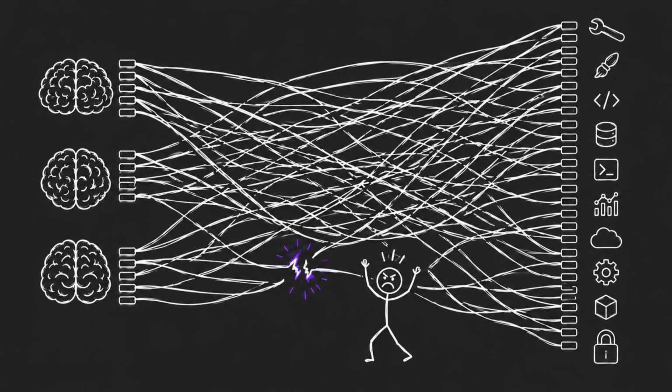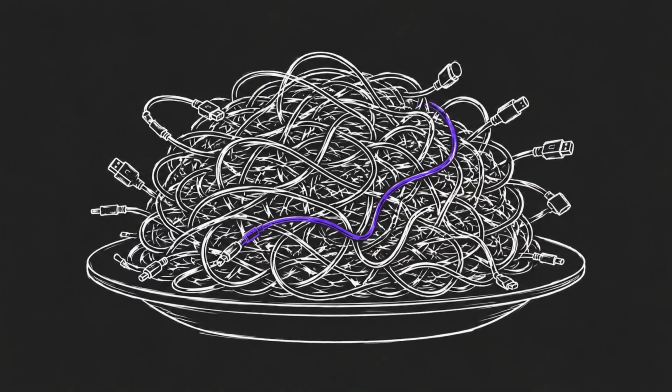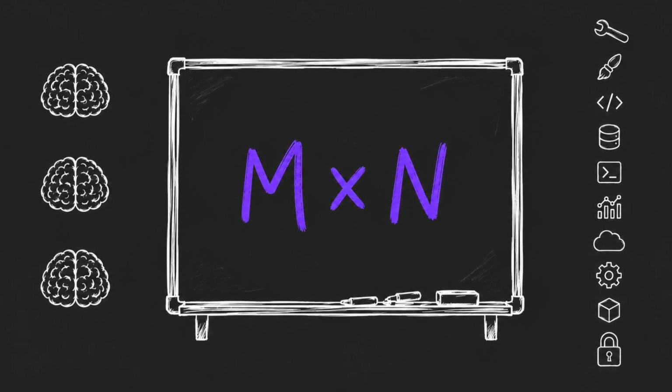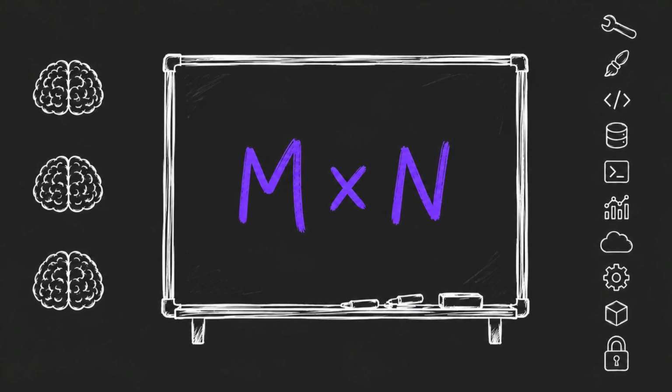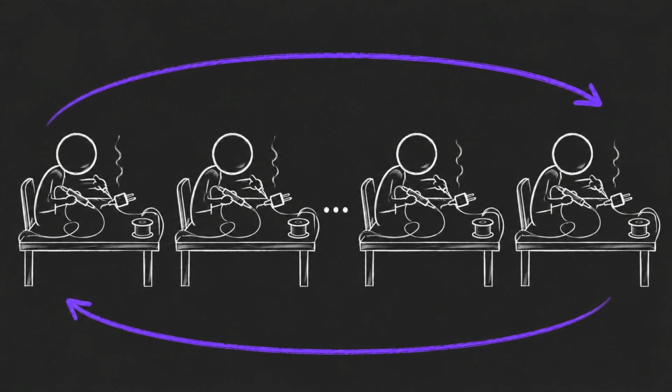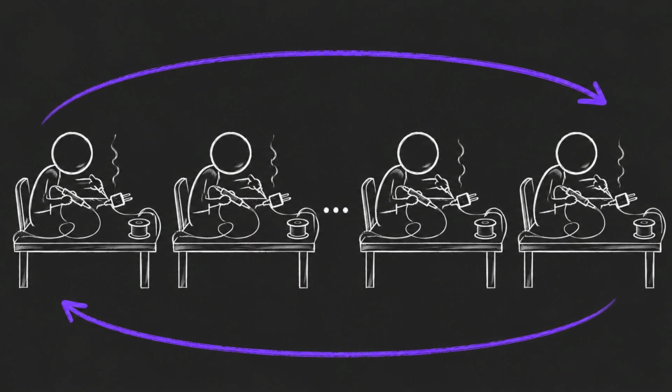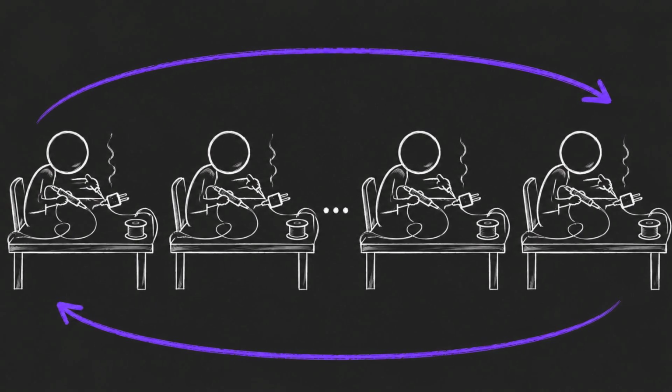And every time a tool updates, something breaks. This is the spaghetti. Engineers literally call it the M times N problem, models times tools. It explodes, it's brittle. And everyone was rebuilding the same connectors over and over.